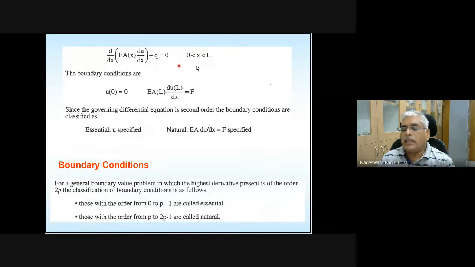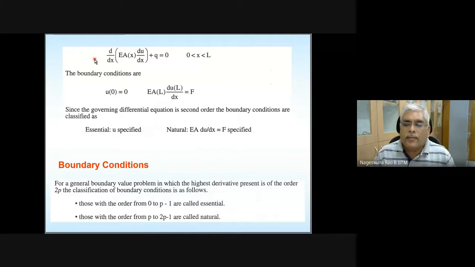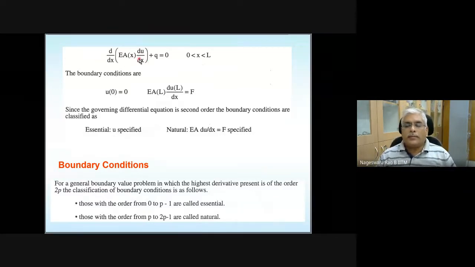Okay, any questions here? And please note that we made a more general case here. Cross-sectional area is assumed to be varying along the length of the bar. Young's modulus is assumed to be varying along the length of the bar. So if in a particular case Young's modulus is constant, you can take it out of the differentiation. And if the area of cross section is constant, it will come out of that differential operator. Okay. So this is a more general equation.